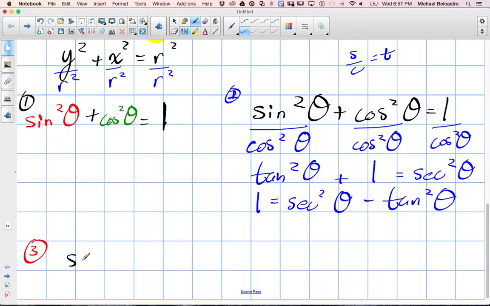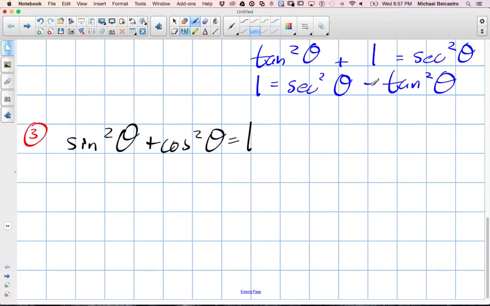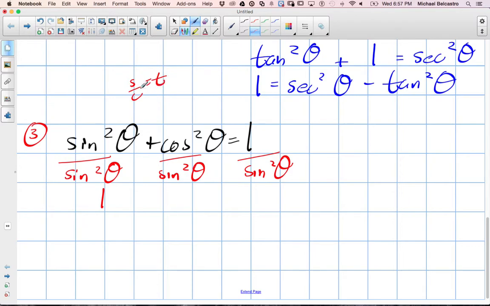Same start. Sine squared theta plus cos squared theta equals 1. This time, instead of dividing by cos, we divide by sine squared theta. Then we start simplifying. What's sine squared theta divided by sine squared theta? 1. Cos over sine, well, we know sine over cos is tan. Cotangent? Yes, that's right. Cos over sine would be cotangent. So we get plus, and because they're both squared, cotangent squared theta.